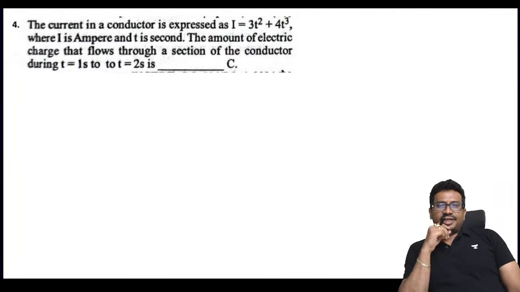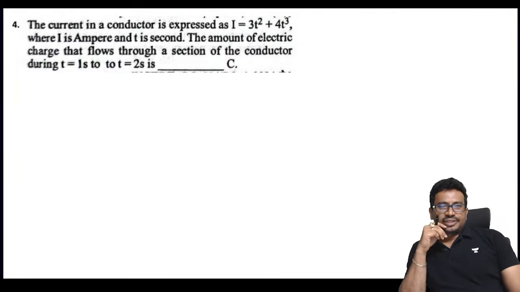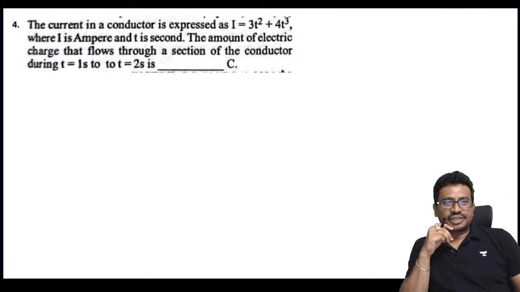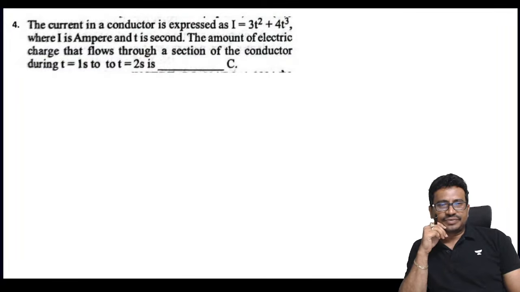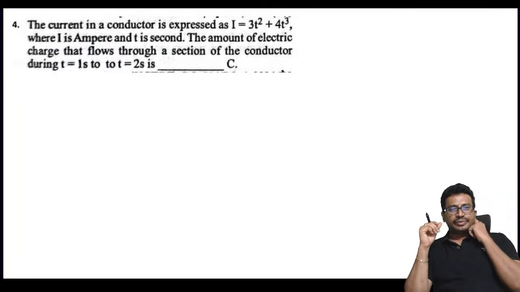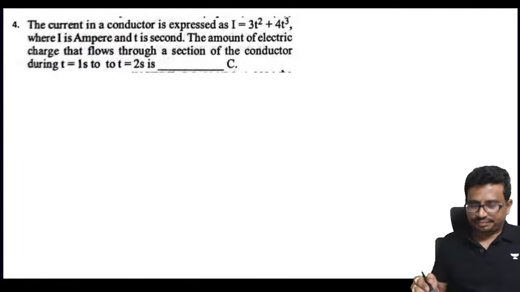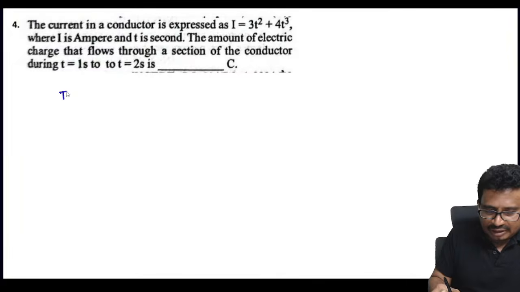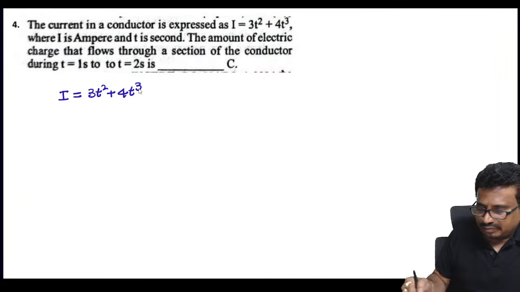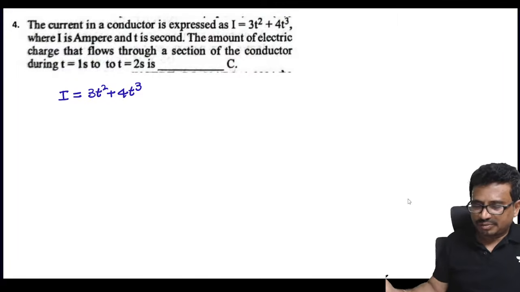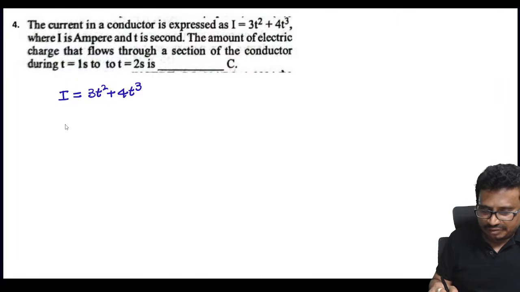The current in an inductor is given like this. They ask you to find the amount of electric charge that flows through a section of conductor from 1 to 2 seconds. The current I is given as 3t square plus 4t cube. We need to find the charge. How will we get the charge from current? Integration.